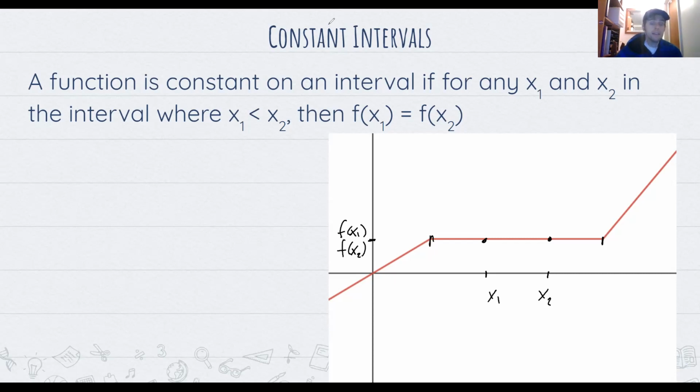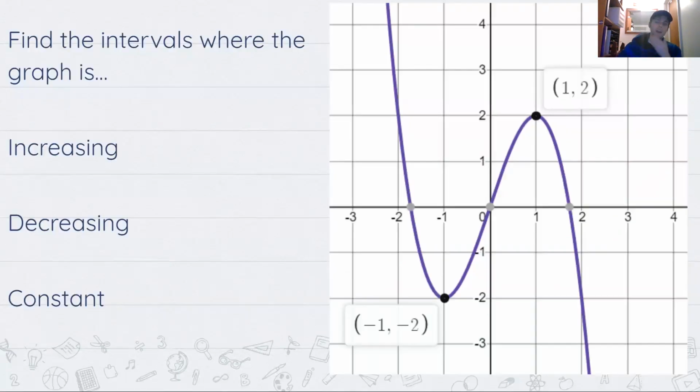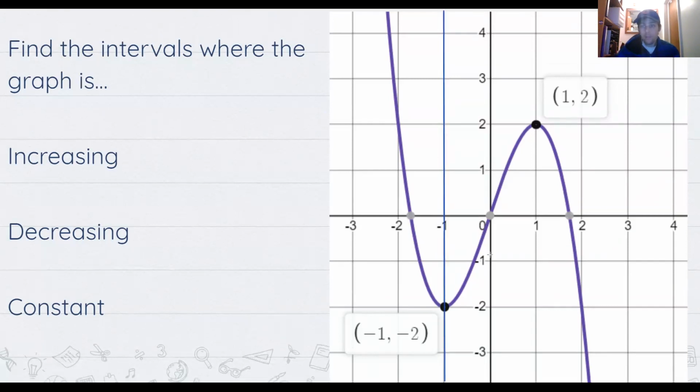It's not moving up or down, the outputs are staying the same. All right, let's go ahead and apply this and talk about where a graph is increasing, decreasing, or constant. So here we have a graph, kind of looks like a cubic graph, a third degree polynomial. We want to talk about the intervals where this graph is increasing, decreasing, and constant. So I'm going to draw some vertical lines here. Basically, we can section this graph into three distinct intervals. If we draw some lines through these values, right?